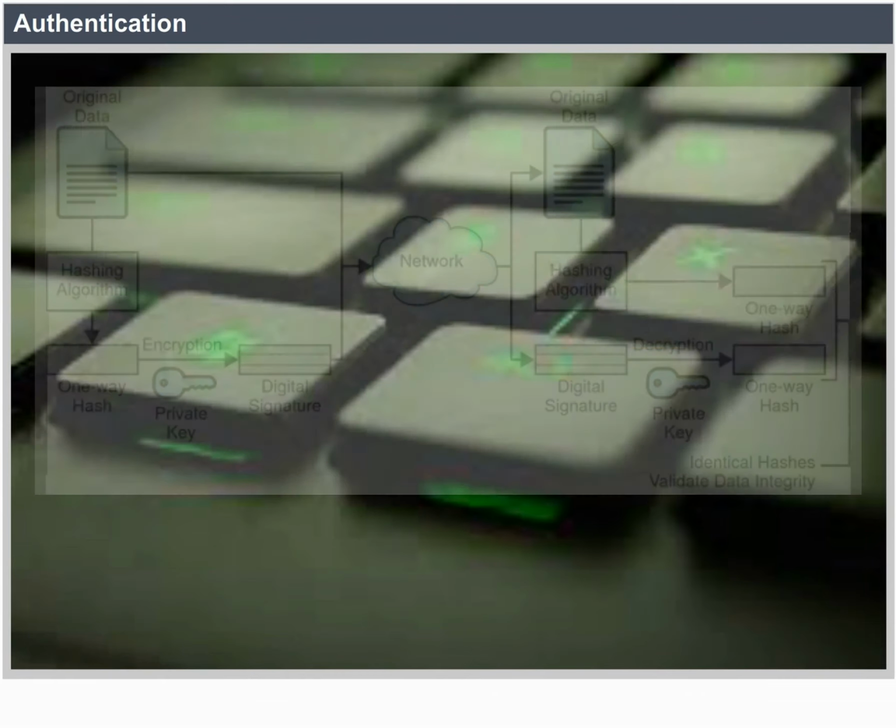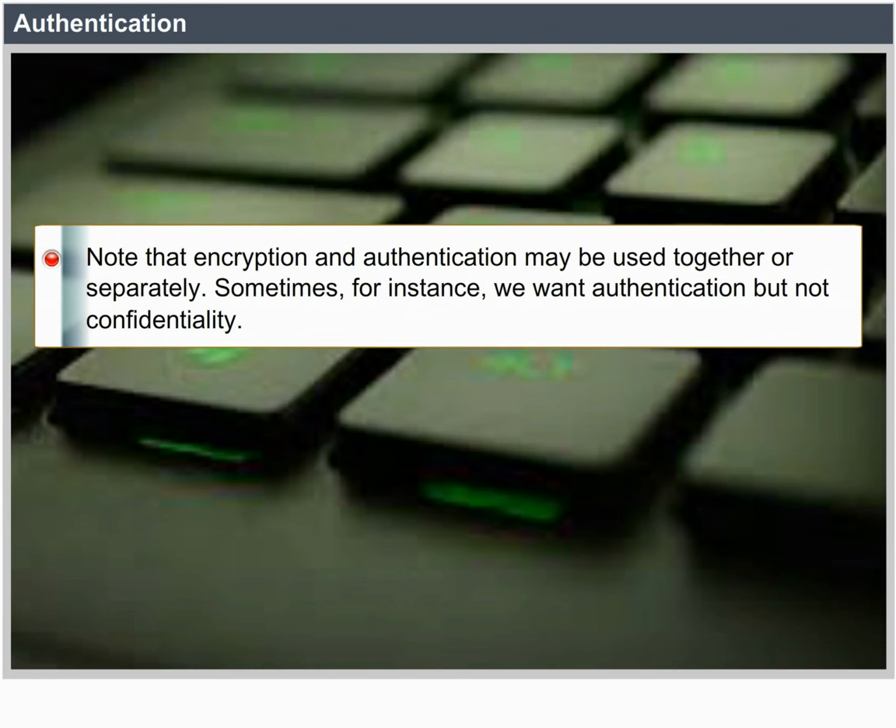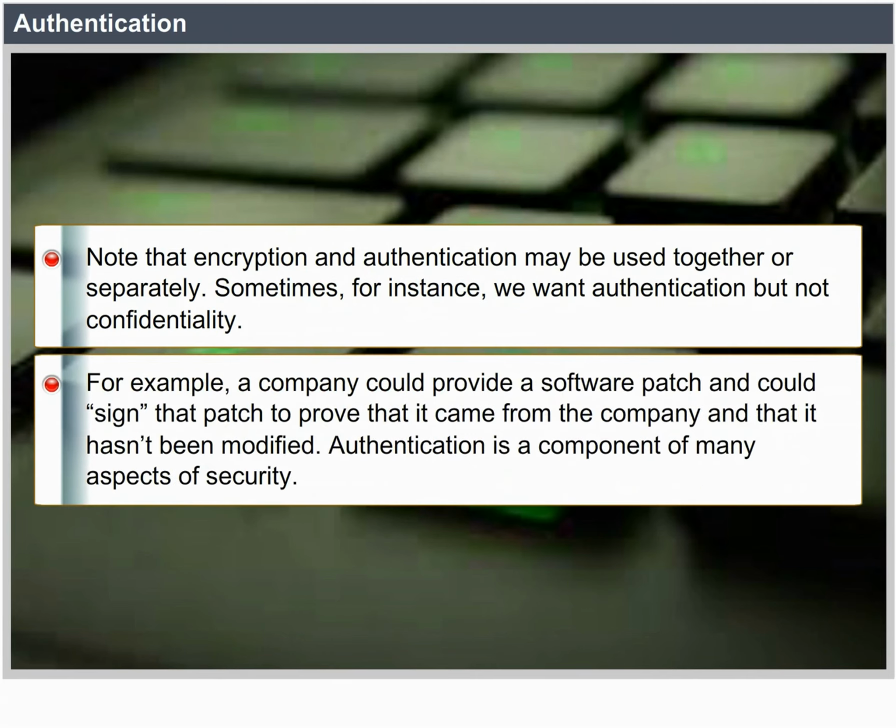Note that encryption and authentication may be used together or separately. Sometimes, for instance, we want authentication but not confidentiality. For example, a company could provide a software patch and could sign that patch to prove that it came from the company and that it hasn't been modified.